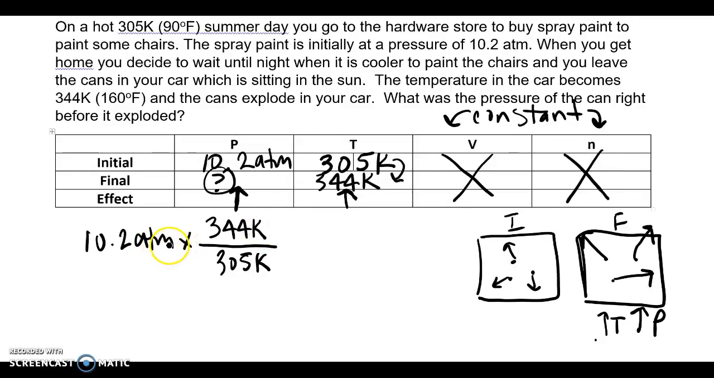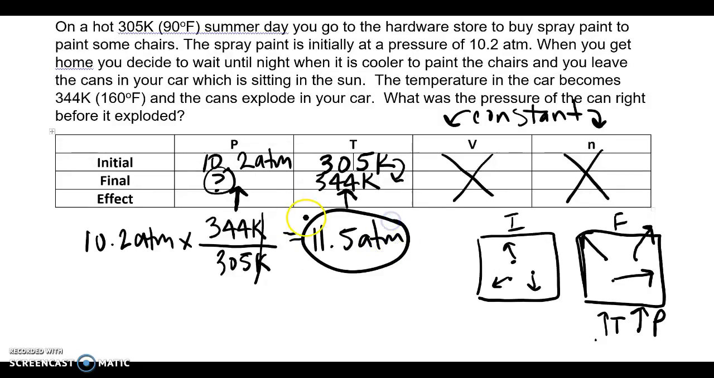So the only way the pressure can go up is if you multiply by the bigger number and divide by the smaller number. And when you do this, Kelvin cancels, and you get 11.5 atm, which is bigger. 10.2 atm versus 11.5, the pressure went up, which is what you want to find.